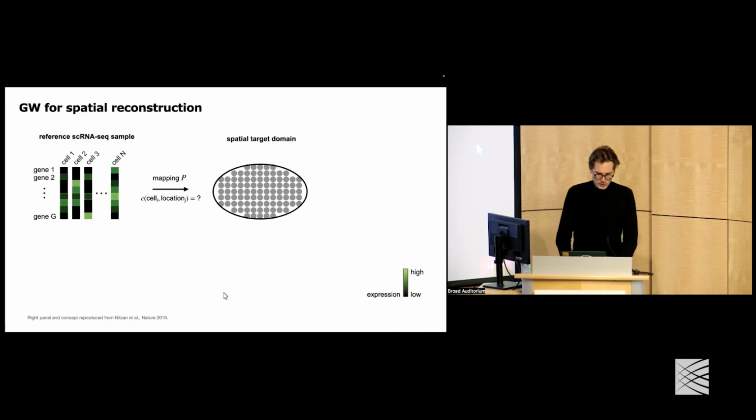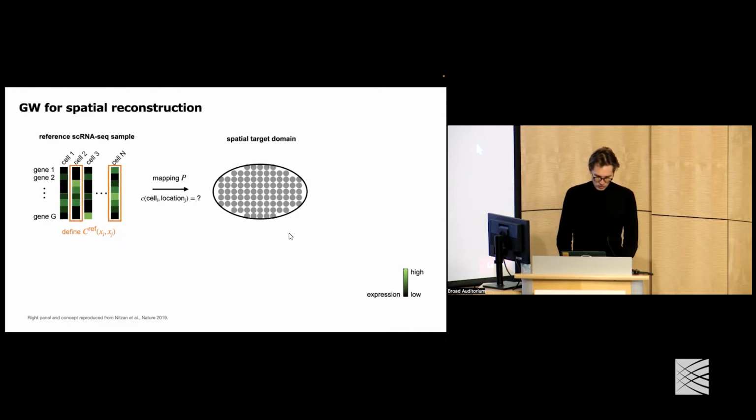So in classic optimal transport, we would now have to define a cost. Marco called it M before, I now call it C, between cell I and location J. But of course, in this context, it doesn't make sense. What is the distance between a cell in transcriptome space and a spot in space where you have no gene expression information? That doesn't make sense.